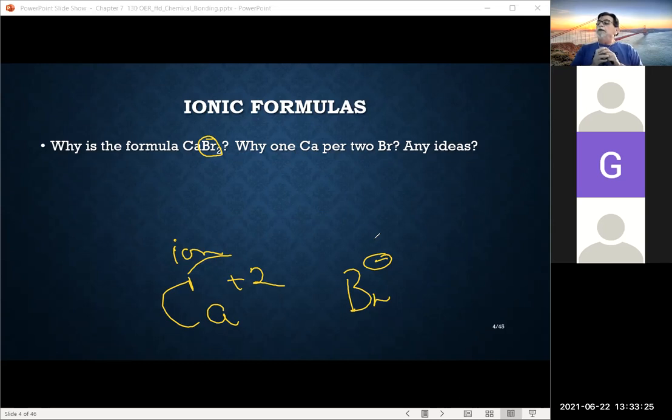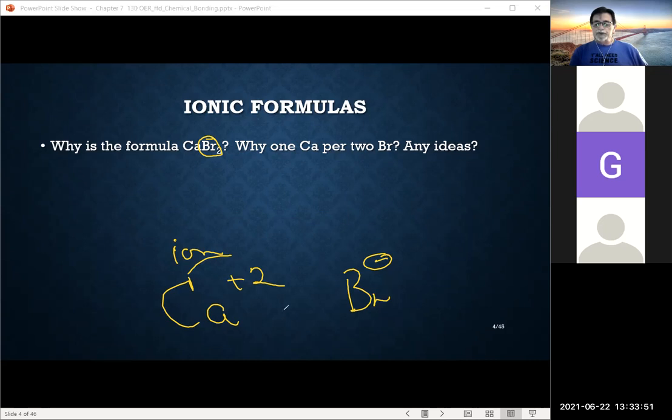Calcium, by losing 2 electrons, is now isoelectronic to argon. It has the same number of electrons as argon, okay? Remember, that's the driving force. Bromine now has the same number of electrons as krypton, the noble gas in front of it. And so now it becomes a negative ion, or anion, when it becomes ionic.